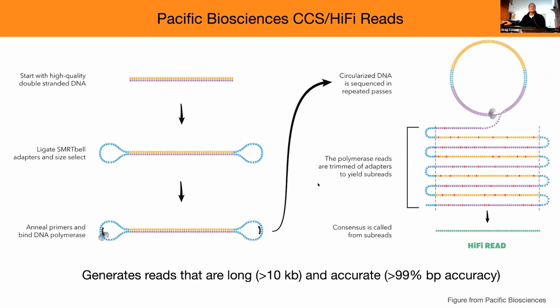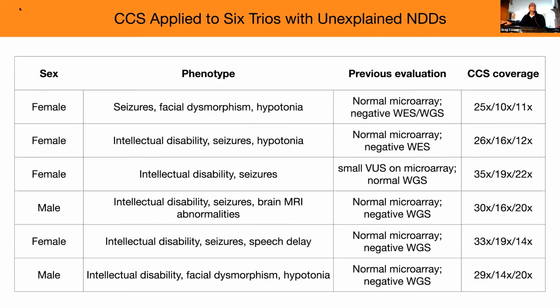So these have less than a 1% error rate in terms of per base pair call. What we applied was we generated CCS data for 6 probands that we had previously studied using Illumina genome sequencing, in which we could not find anything. You can see here the symptoms. Each row here is a proband that we studied. Pretty typical representation of the phenotypes that we're interested in: intellectual disability, seizures, et cetera.